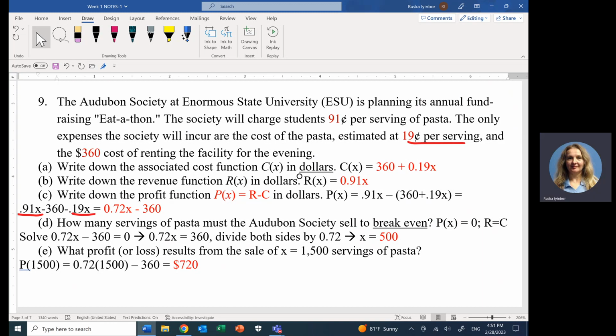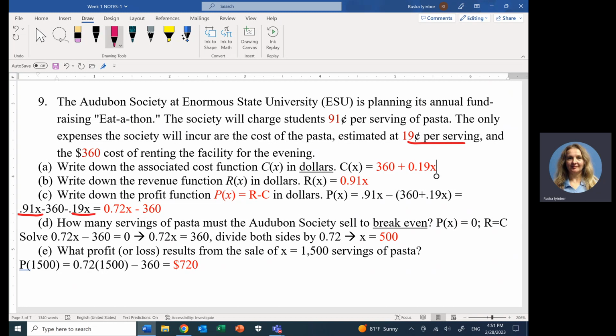Okay, so first you have to write down the associated cost function in dollars. Some of the prices are given in cents, some of the prices are given in dollars. Because it says in dollars, you have to change that 19 and 91 cents into decimal dollar amounts. So pay attention to that. So what is the cost function? That's what we just talked about. Cost function is fixed cost plus variable cost times x.